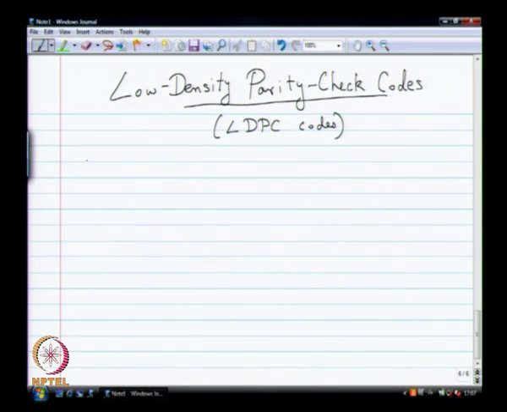Okay, so these codes were actually invented by Robert Gallagher, or Bob Gallagher as he is popularly known, in his PhD thesis. Guess when? Okay, 60s. Let me just say early 60s. I don't know the exact year.